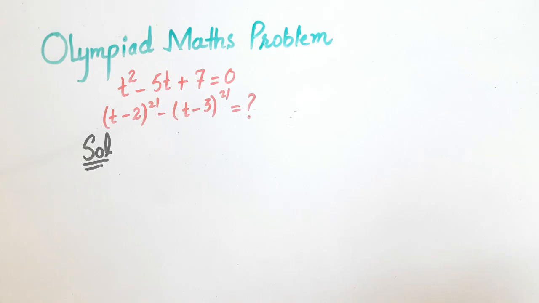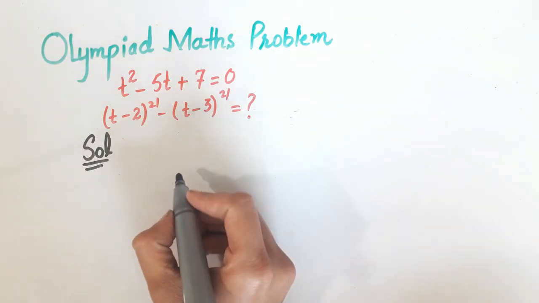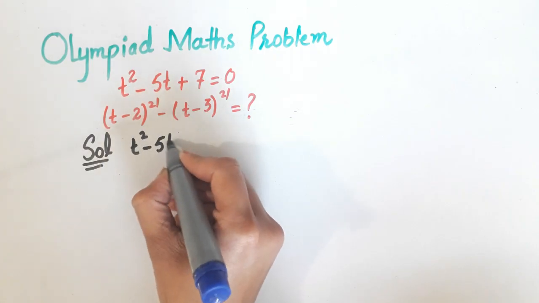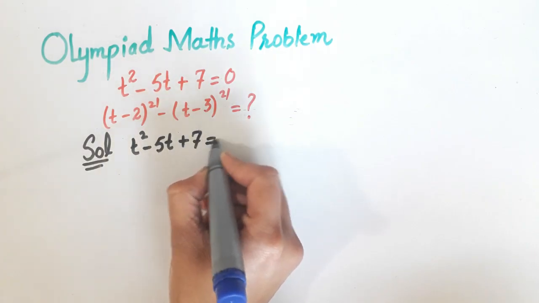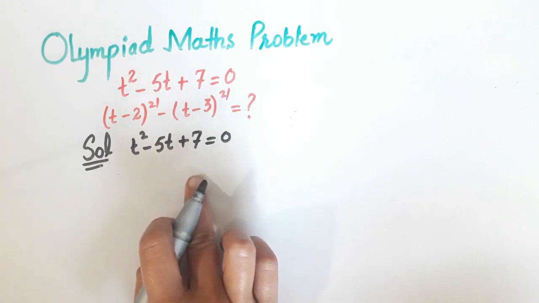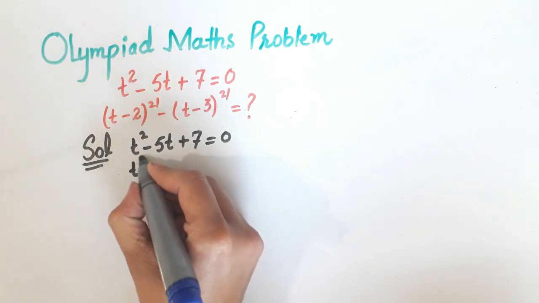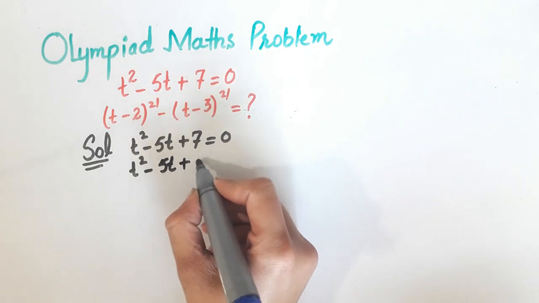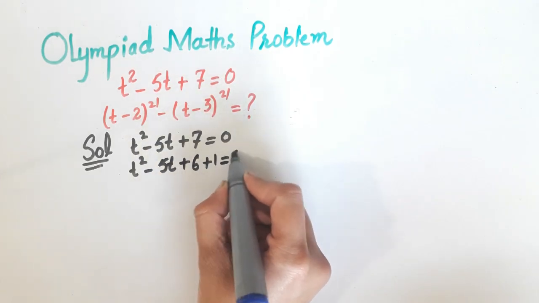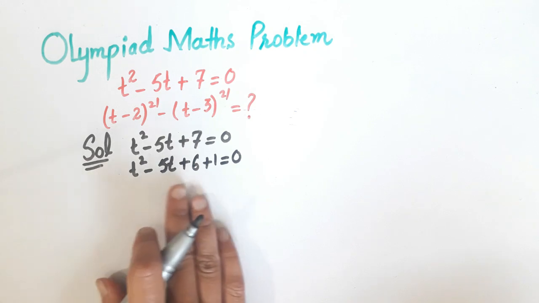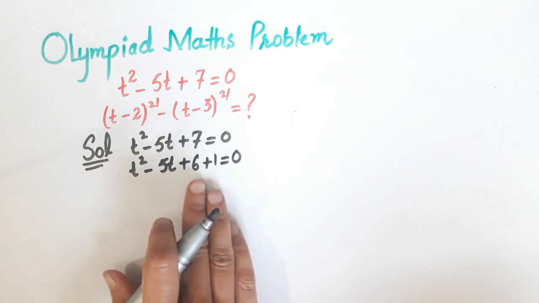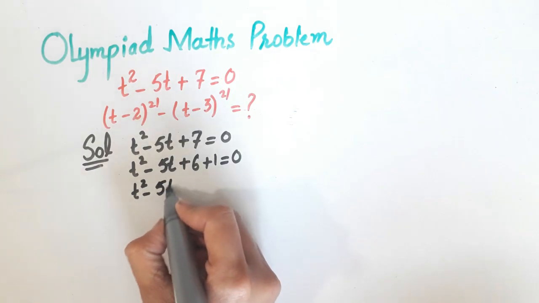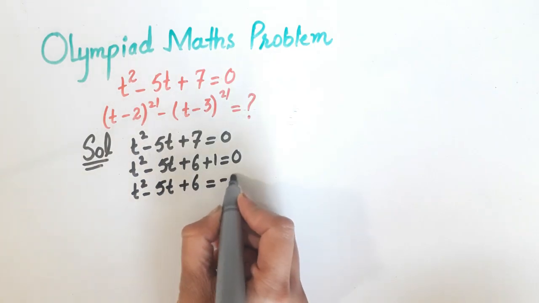We will solve this. First of all, make a supposition here. Consider t square minus 5t plus 7 equals 0. We can write 7 as 6 plus 1, so t square minus 5t plus 6 plus 1 equals 0. The reason is that we can factorize t square minus 5t plus 6. So we will write t square minus 5t plus 6 equals minus 1.